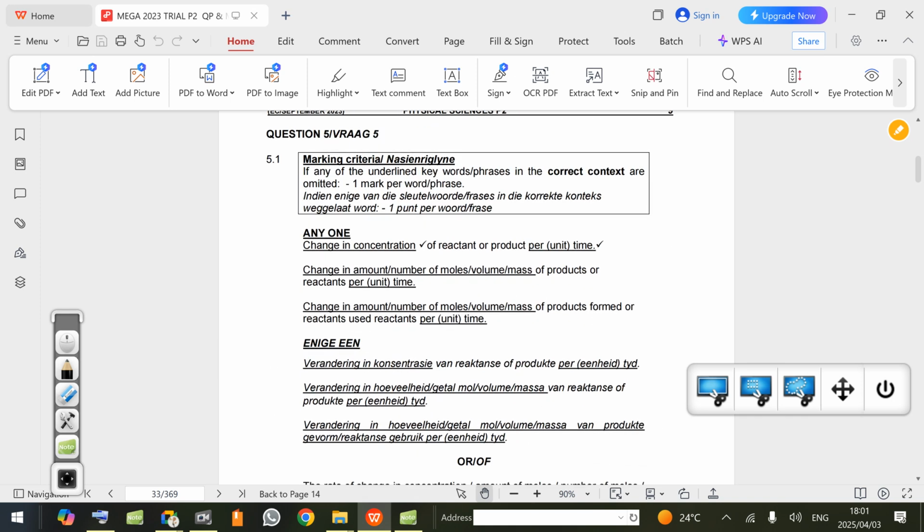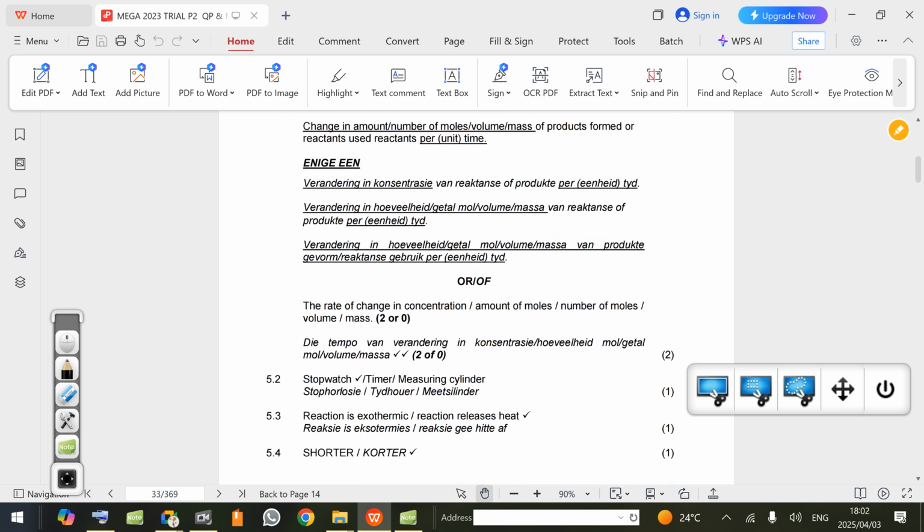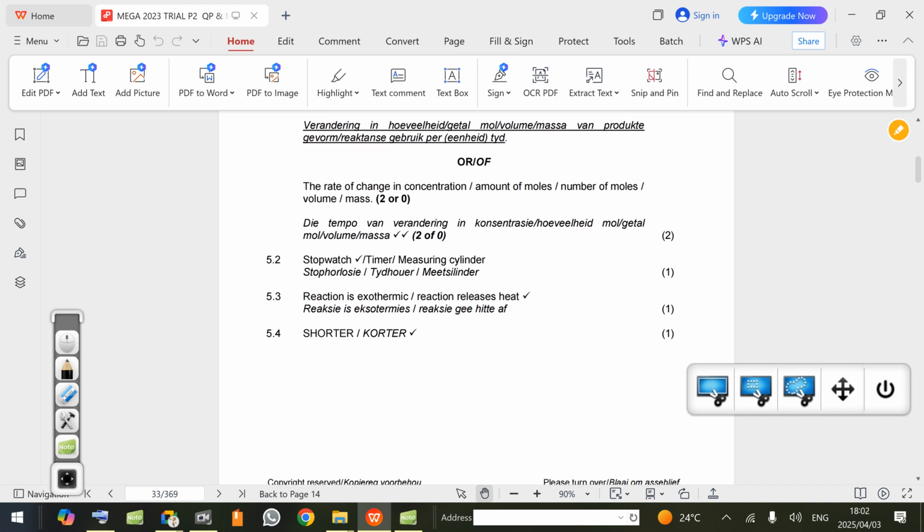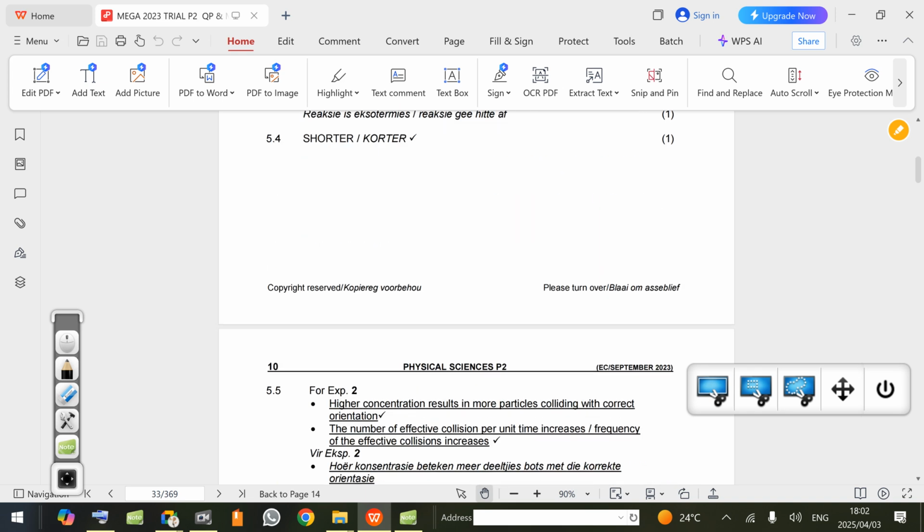Define rate of reaction: change in concentration of reactants per unit time, or change in amount of moles per unit time. I showed you all the formulas, so any one of them is correct. And if you want to write Afrikaans, you're also welcome to. Oh, nice. Stopwatch is missing. We are also measuring mass, which is also missing. But yes, stopwatch, good one. We got that one correct the way they told. Then we got the shorter perfectly the same way.